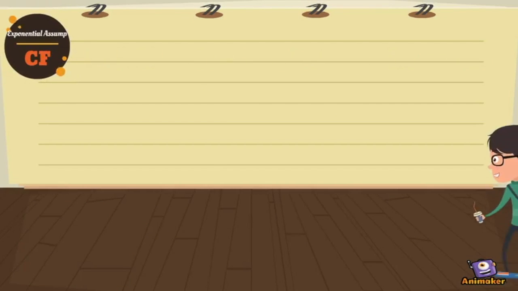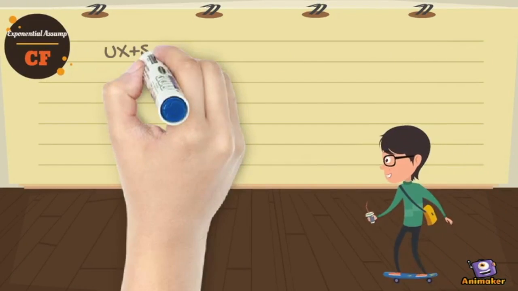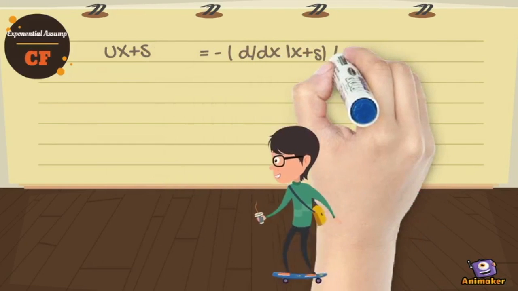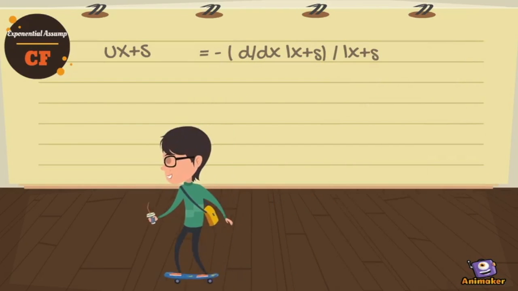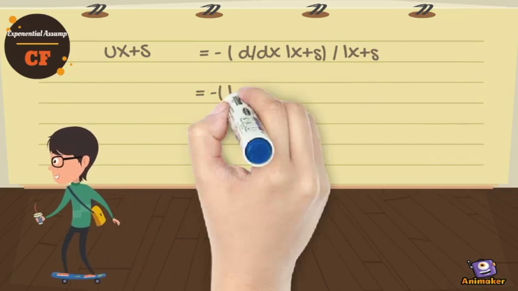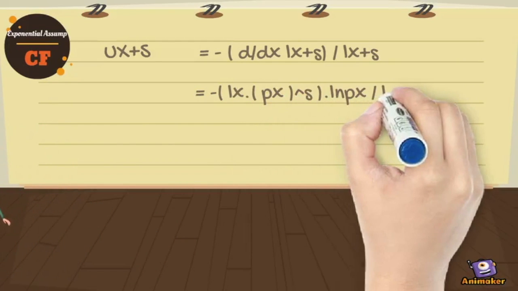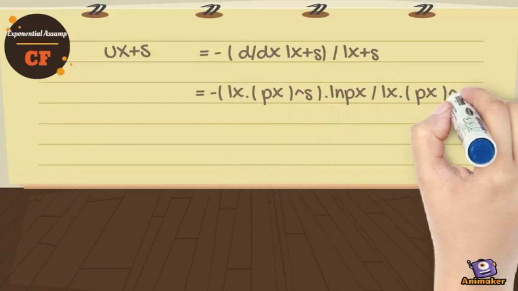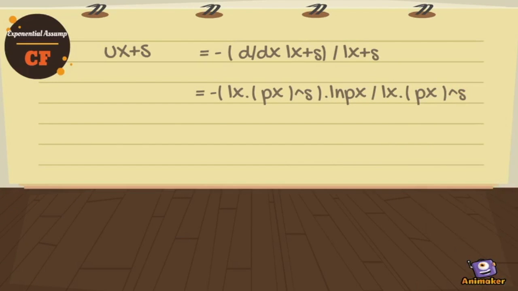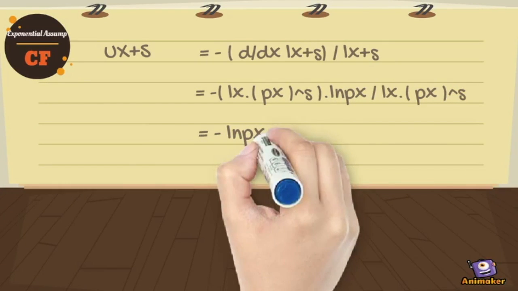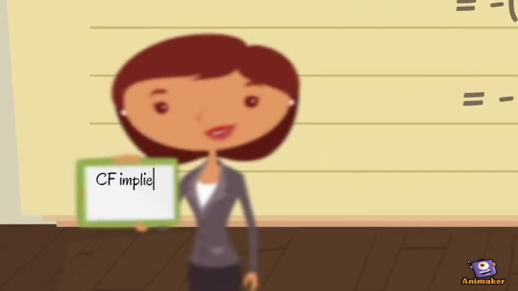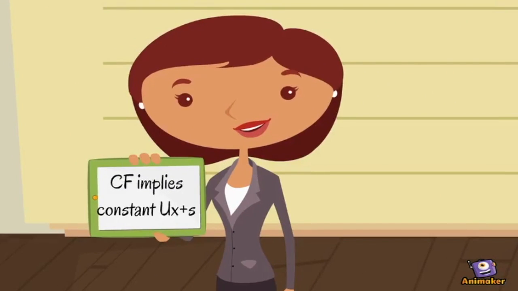Exponential assumption of constant force, mu_{x+s} is equal to negative d over ds of l_{x+s} over l_{x+s}, then equal to negative l_x times p_x to the power of s times ln p_x over l_x times p_x to the power of s, which then becomes negative ln p_x. Constant force implies constant mu_{x+s}.